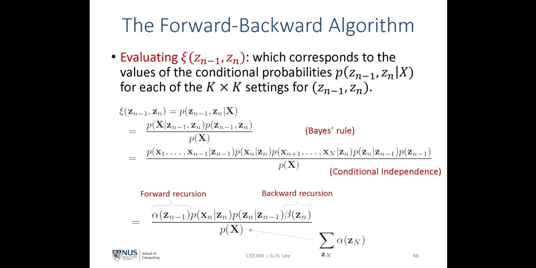Now, once we have evaluated the alpha and beta terms in the forward-backward algorithm, we'll now do an evaluation of the psi term over Zn minus 1 and Zn, which corresponds to the value of the conditional probability of Zn minus 1, Zn conditional upon x. And this consists of K by K entries. We will start off from the evaluation of this expression over here, where psi Zn minus 1, Zn is equal to this joint probability distribution, and applying Bayes' rule, we'll get this term over here, where we will then apply conditional independence over Zn.